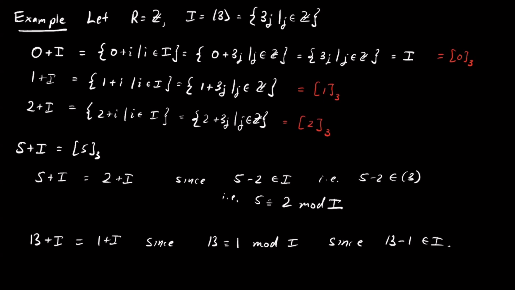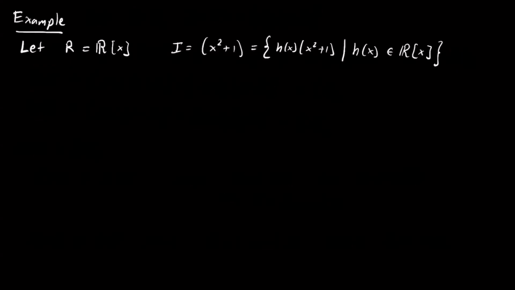Okay, so again, all I'm doing here is defining Z mod 3, right? The set we called Z mod 3. The only difference now is that I'm labeling the cosets differently, right? I'm labeling the equivalence classes differently. So now we'll look at some more interesting examples.